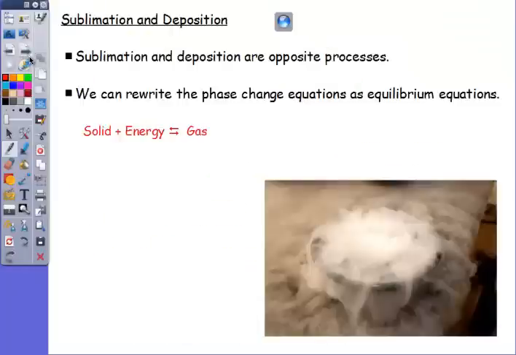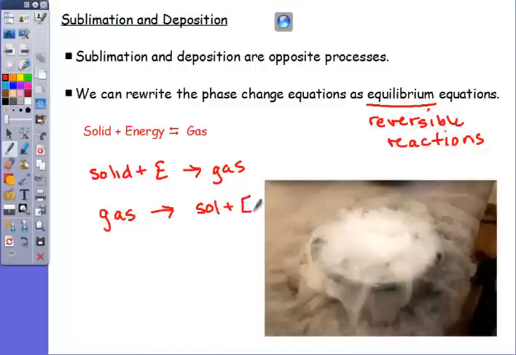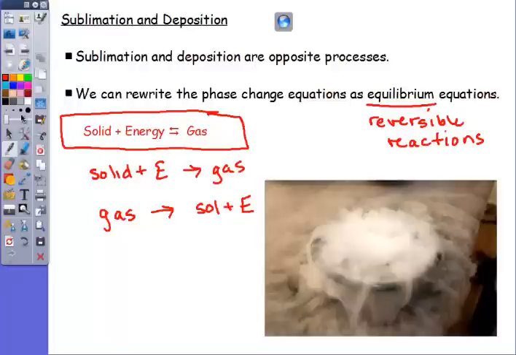Sublimation and deposition are opposite processes. So I can actually rewrite my phase change equations as what we call equilibrium equations. Equilibrium equations are reversible reactions. And the way you read these depends on which way you read them. If I'm reading from left to right, I get my solid plus energy giving me a gas. If I read from the other direction, I read it as a gas gives me a solid plus energy. So I can represent that with just one equation instead of having to keep writing multiple equations.